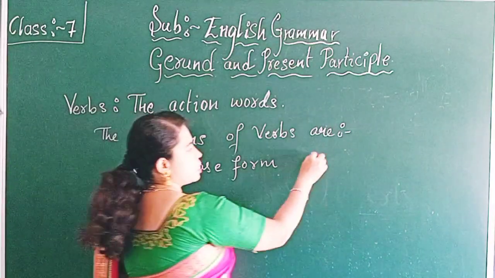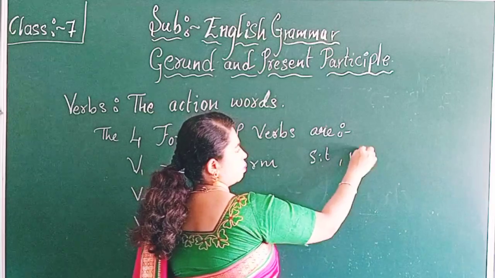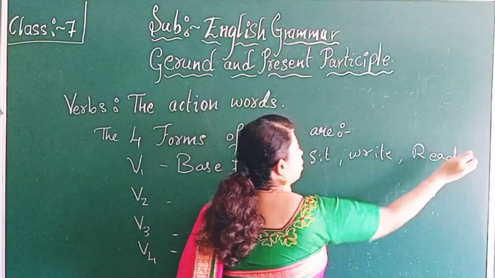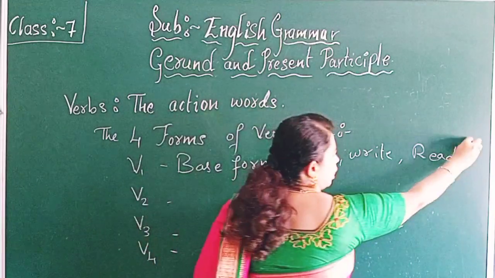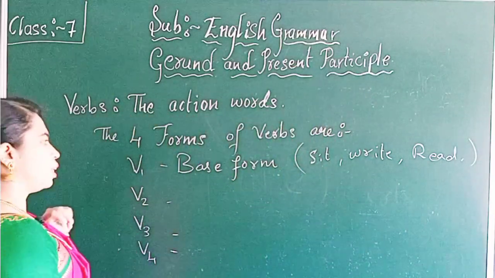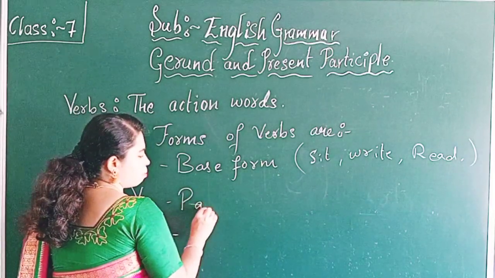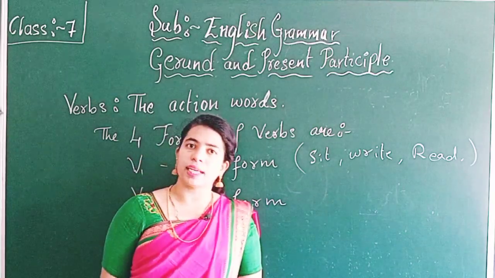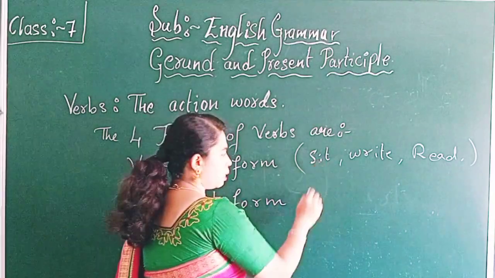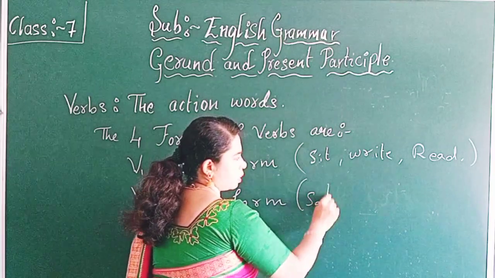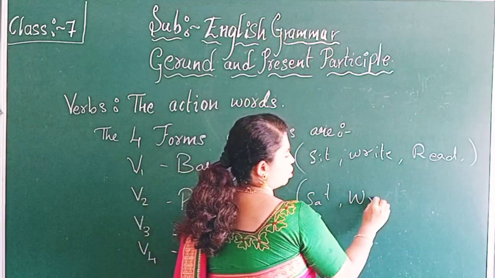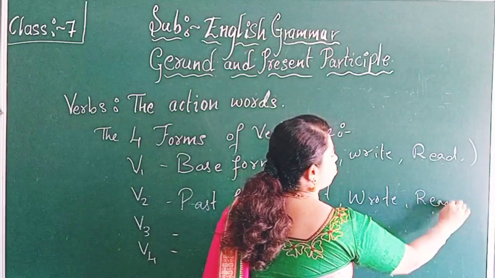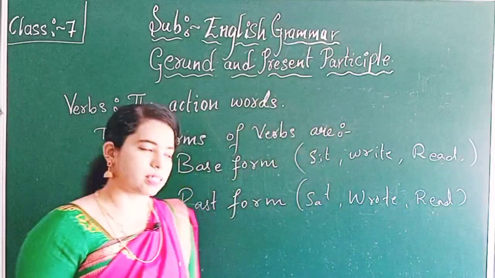For example, sit, write, read, etc. These all are examples of V1. V2 is the past form of the verb. For example, in past form, sit becomes sat, write becomes wrote, and read becomes read. The spelling will be the same, but the pronunciation will be in past.